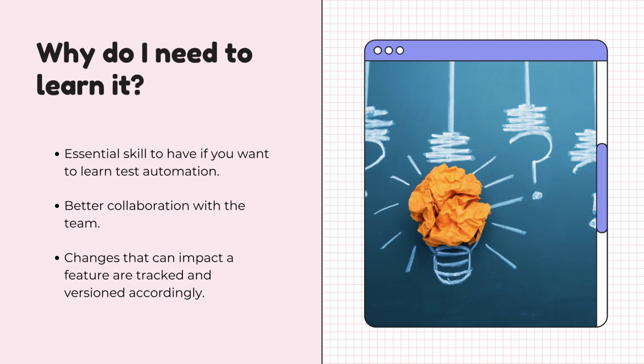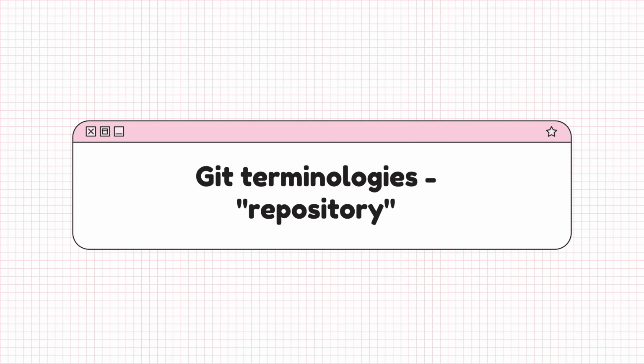This all sounds great, but why do I need to learn Git if I am a software tester? First of all, it's an essential skill to have if you want to learn test automation. It also encourages better collaboration with the team, and changes that can impact a certain feature can be tracked and versioned easily. Let's jump onto some terminologies.